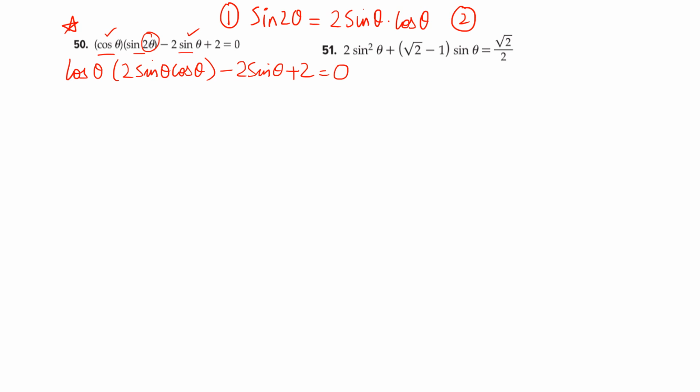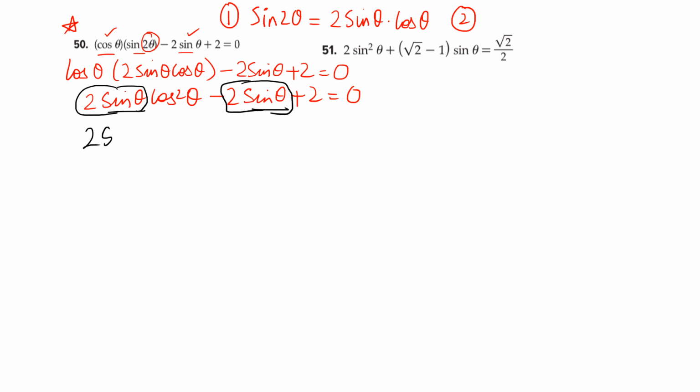Now open the brackets, multiply. So this is going to be 2 sine theta cos square theta minus 2 sine theta plus 2 equal to 0. Now I need to change in one trigonometric ratio. This is sine, this is sine. Let's see what I can take common. So first I take common. If you see 2 sine theta, 2 sine theta, both are common. So I will take it outside, and inside I am left with cos square minus 1 plus 2.